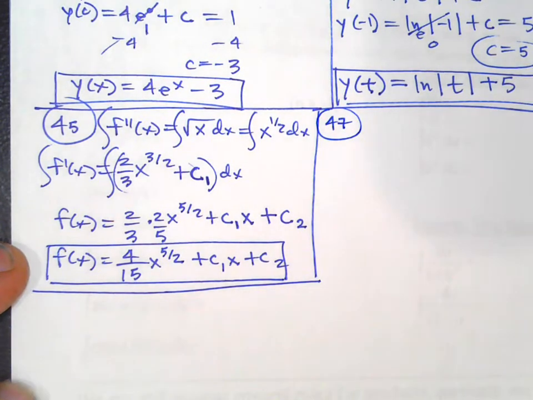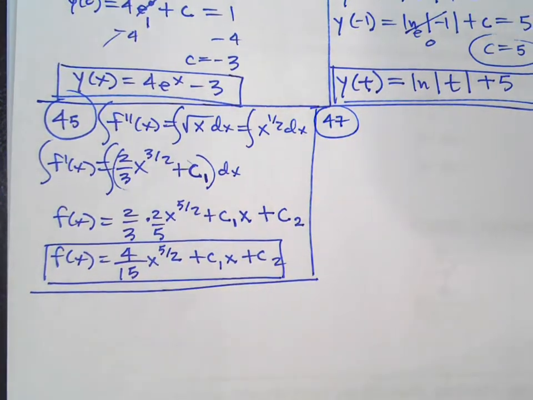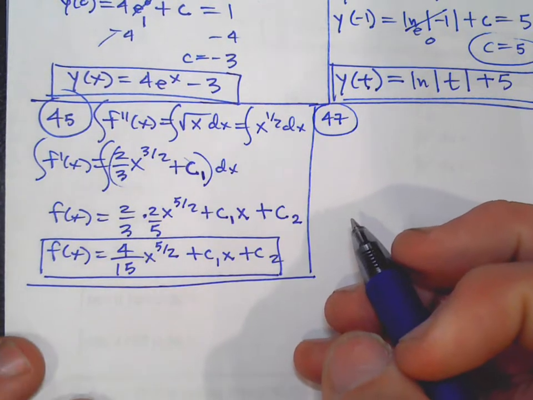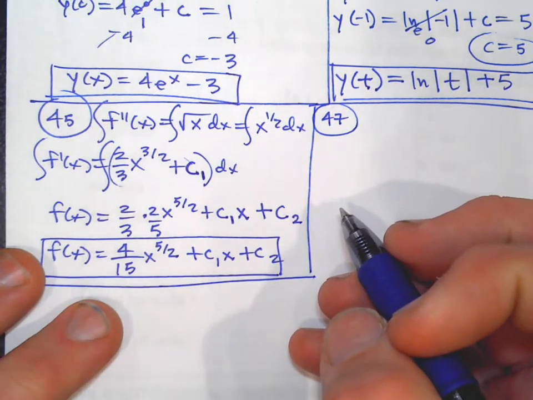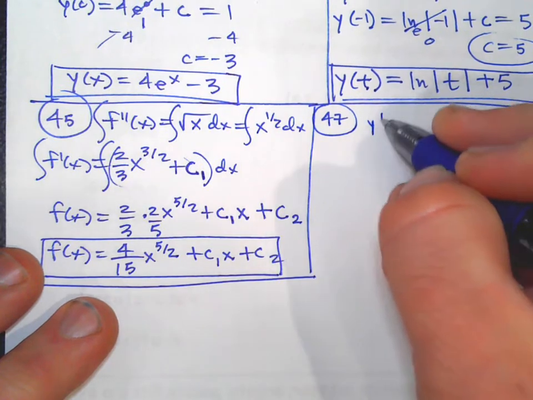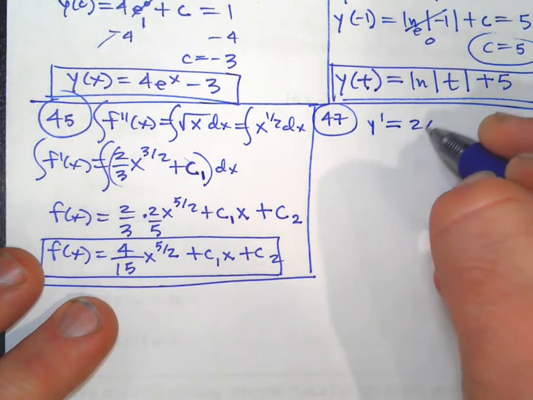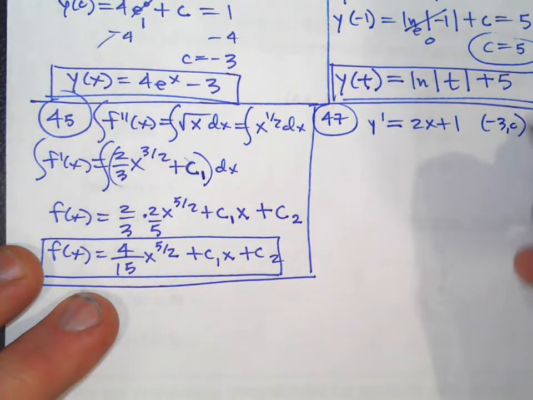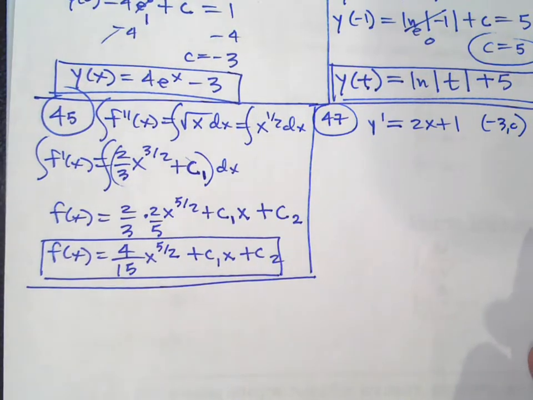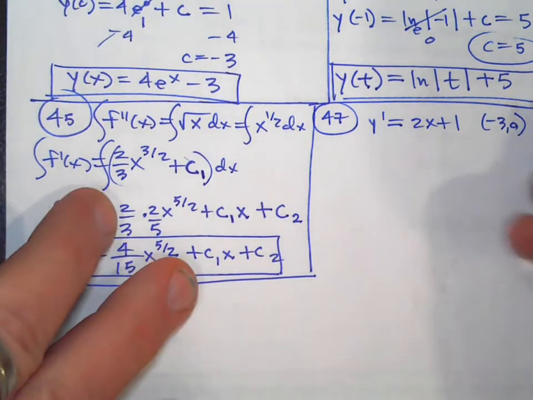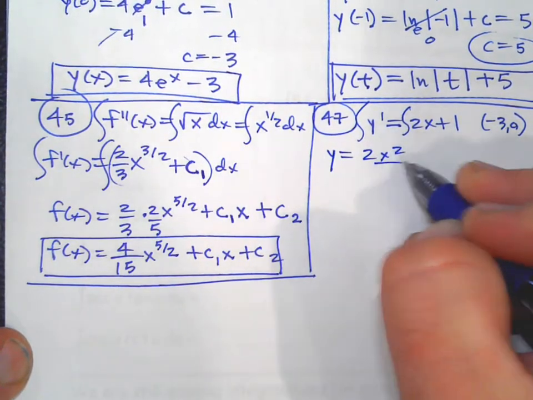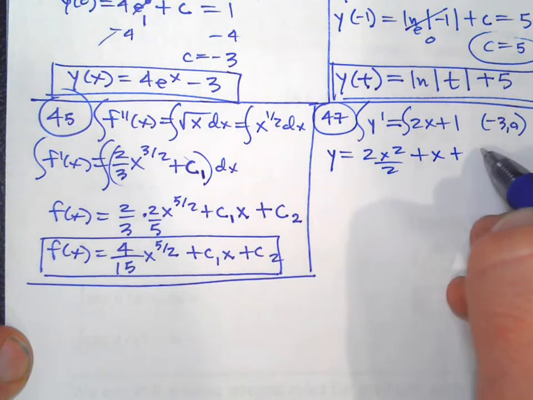Number 47 is going to be: at each point x, the curve has slope... So they're giving you the derivative, y prime or f prime, whatever, for a curve. So the curve passes through the point -3, 0, and we're going to try and find the answer. We've already done a couple like this. This is an initial condition problem. So we're going to integrate both sides, and we get 2x squared over 2 plus x plus c.